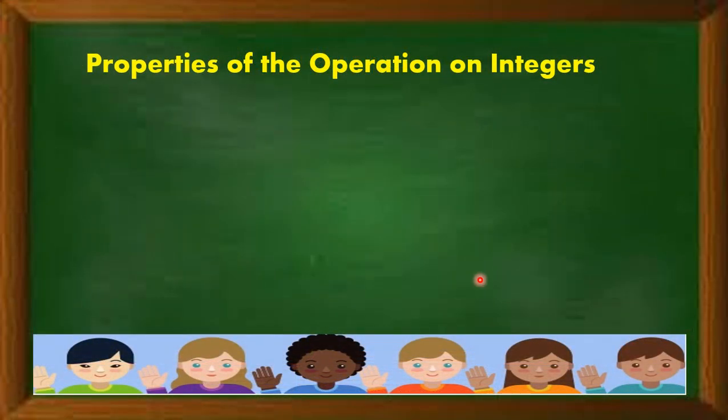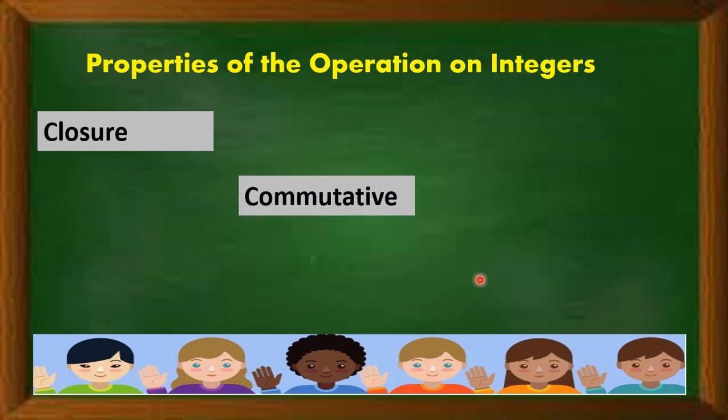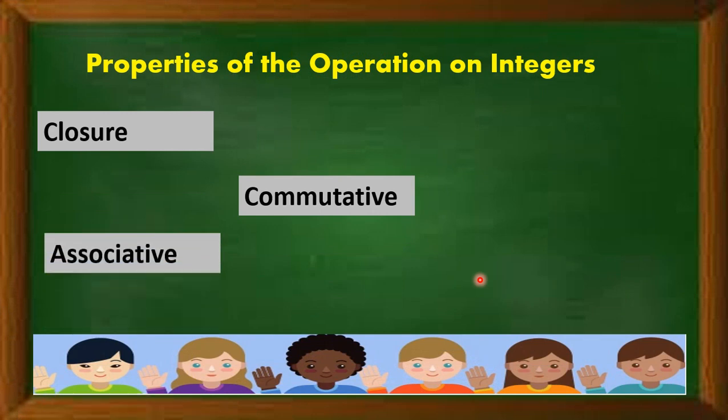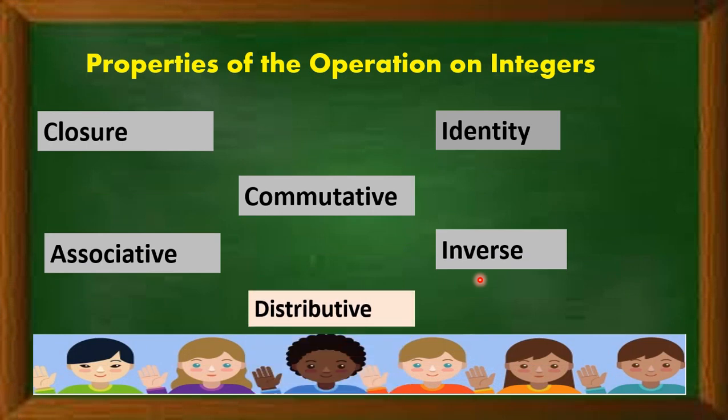Now, properties of operations on integers. So, what are these properties? Let's have a look. Closure property, commutative property, associative property, identity, inverse, and distributive properties. These are all the properties we are going to learn briefly. So let's start one by one.